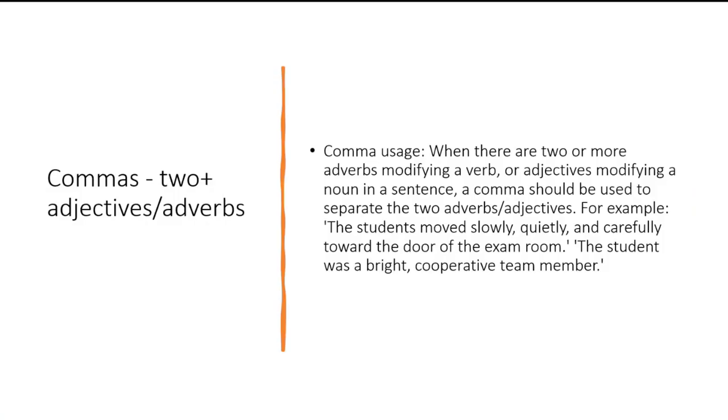The next, also when listing, you can also use a comma to list two adjectives. So you do not only use the comma to list items in a list, but you can also use the comma to list adjectives or more adjectives in a sentence. For example, that students move slowly, quietly, and carefully. Can you see now here there is a comma before and, right? I specifically prefer to use the comma before the last item in the list. The student was a bright, cooperative member. So you see that when listing adjectives and adverbs, you can also use a comma, not just when listing items.